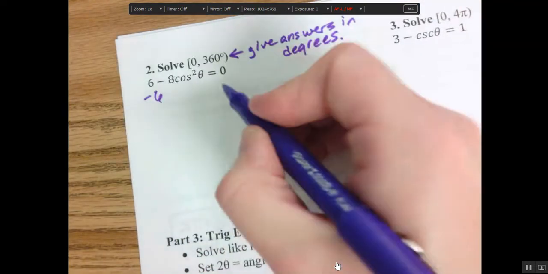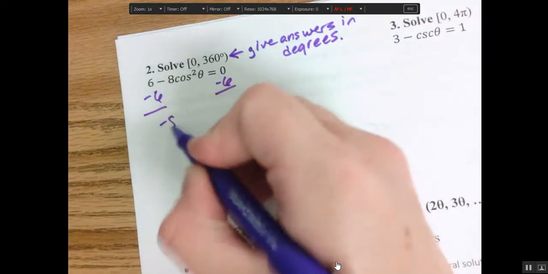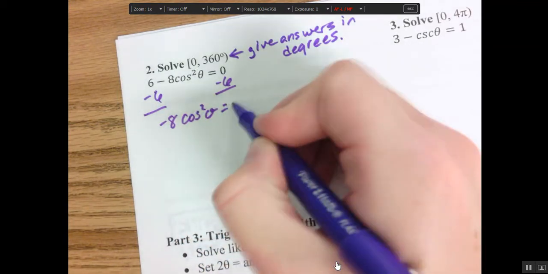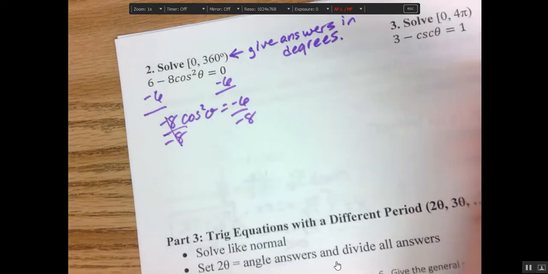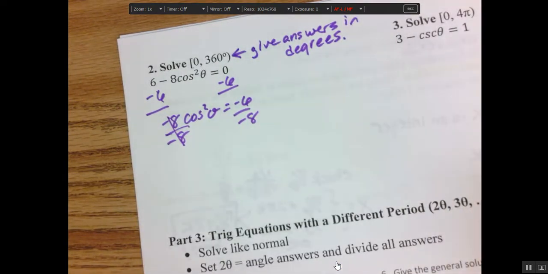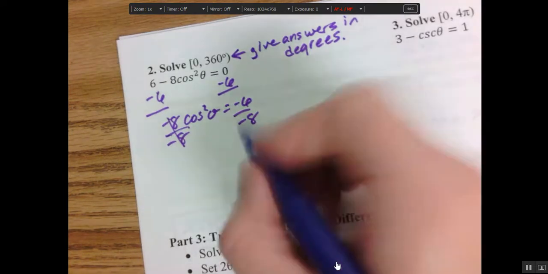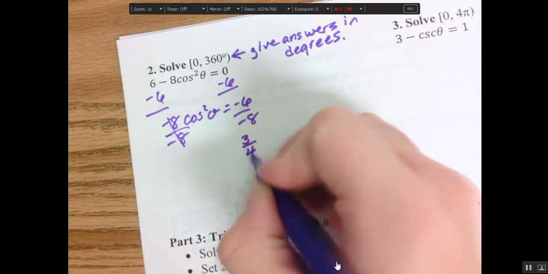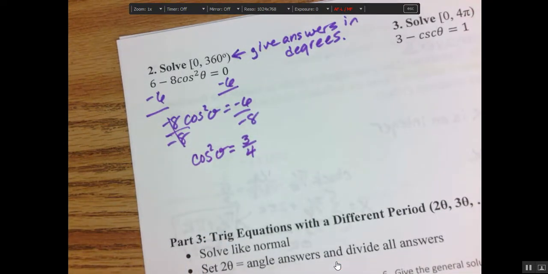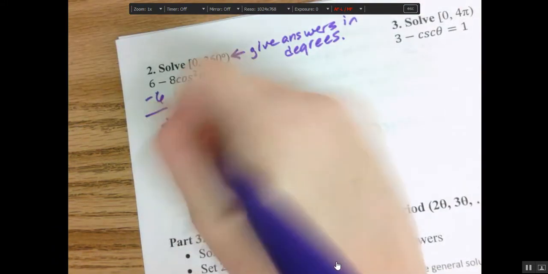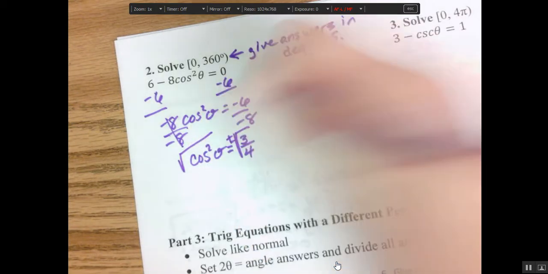So isolate your cosine. Can I simplify -6 over -8? 3/4, good. And how do I get rid of the squared? How can I get rid of a squared, guys? Square root. Square root, good. When you square root both sides, what do you need to remember? Plus or minus, good. You had good Algebra 2 teachers. Plus or minus, square root. Okay.